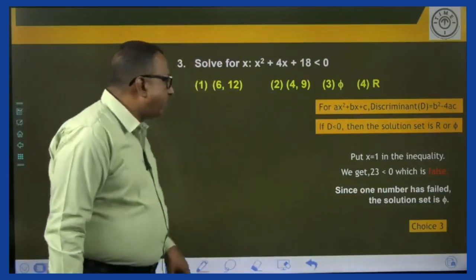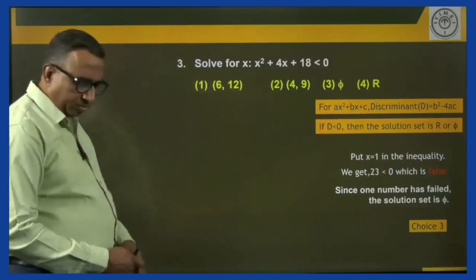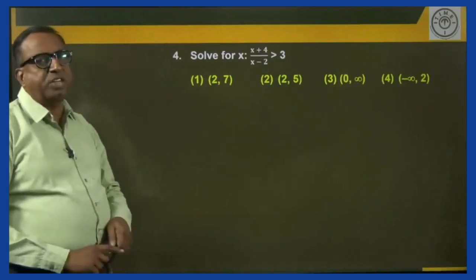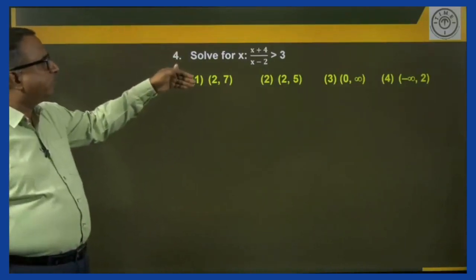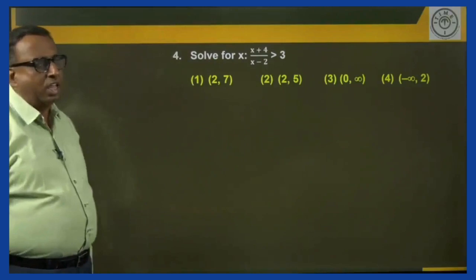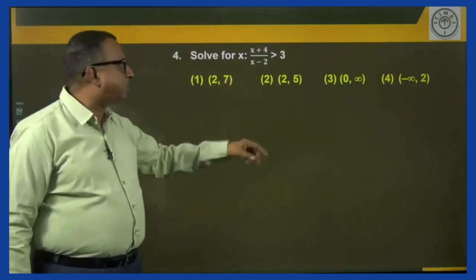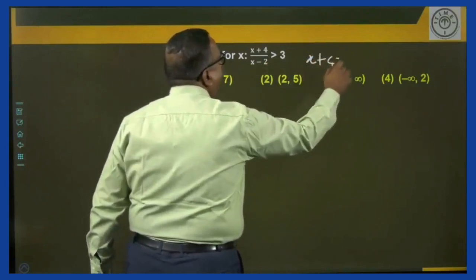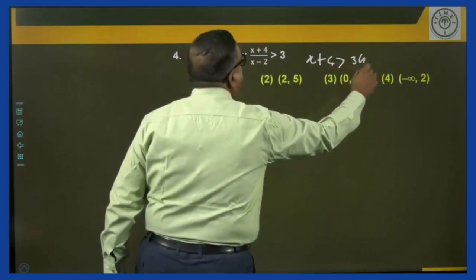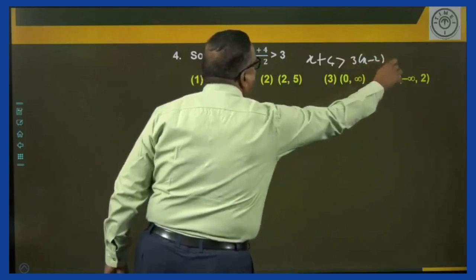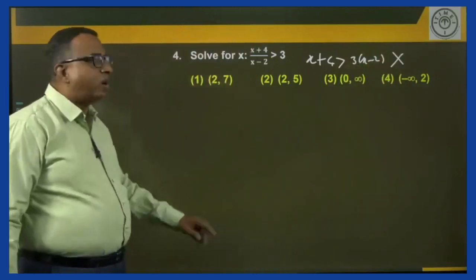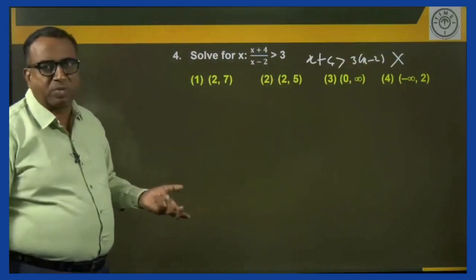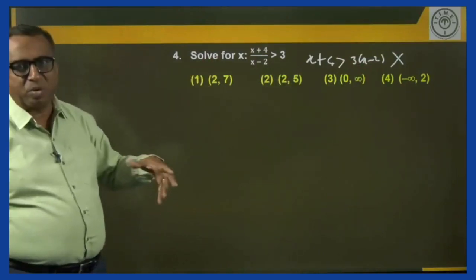Now, we take up question number 4. You have a rational type. Solve (x plus 4) by (x minus 2) greater than 3. Usually, the mistake we make is, we take this across and write x plus 4 greater than 3 times (x minus 2). This is wrong, you should not do this. You cannot take this to the right side because we don't know whether x minus 2 is positive or negative. I'll demonstrate a mistake.